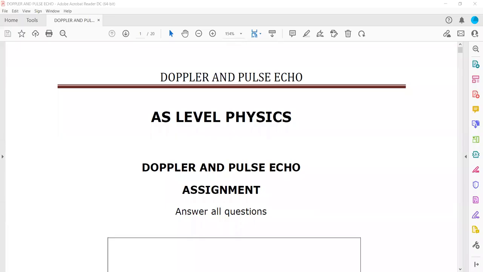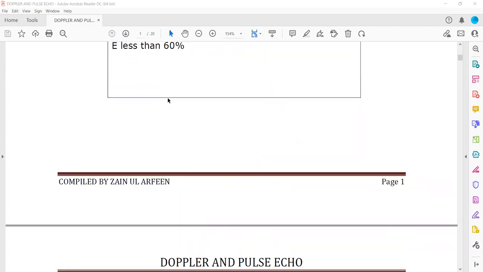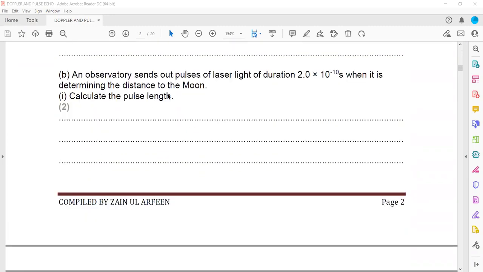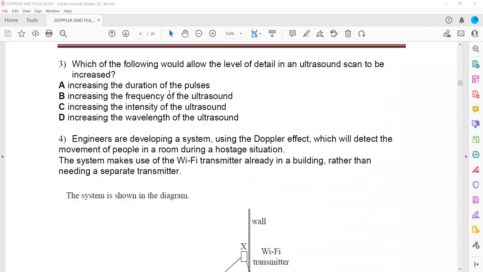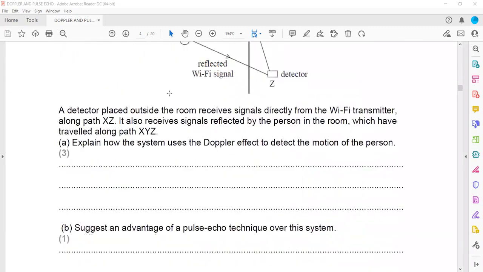So, the exercise related to the Doppler effect and the pulse echo. We discussed this question last session, so we'll move on. And question 4 is also done.